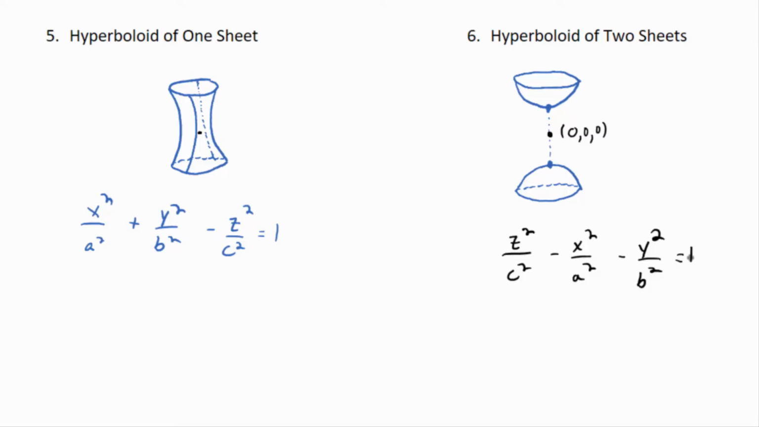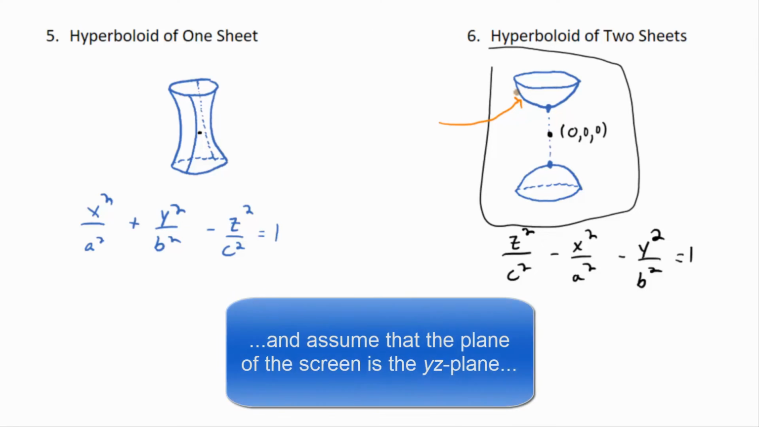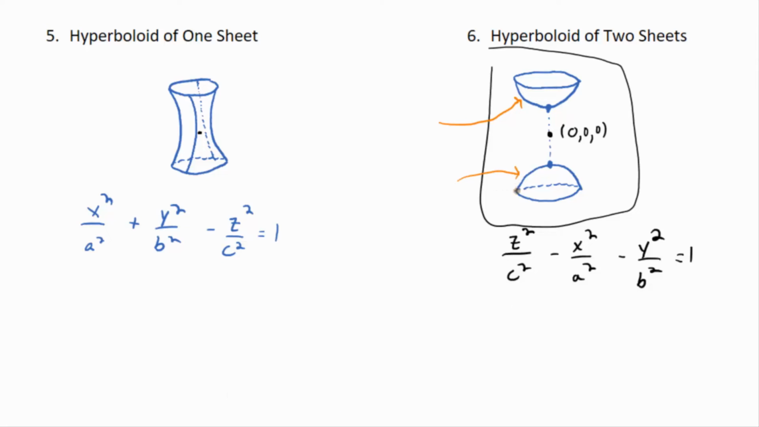And without going into too much detail, it has to look like this shape, because if you let x, y, or z be the appropriate constant, you'll get one of these traces. So if you let, say, x equals 0, you'll get this hyperbola with the branch opening up, and then this branch would be the one opening down.